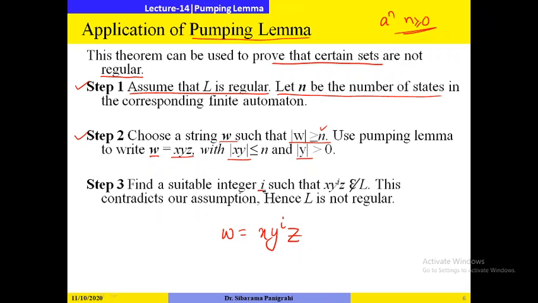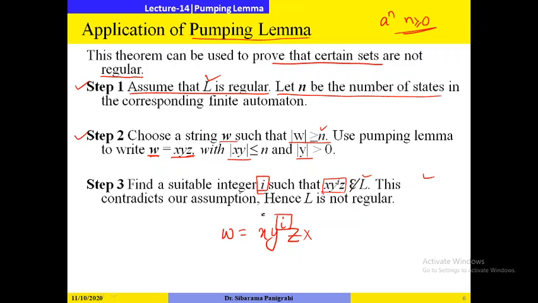Then we will choose a suitable integer i such that x, y to the power i, z does not belong to the language L. Then what will we say? That it means this language is not a regular language. So first we will assume that this is a regular language. Then we will split the string into x, y, z. Then we will choose a suitable i such that we represent w equal to x y to the power i z. Then we will choose a string such that it will not be generated by x y to the power i z. Then we will say that that is not a regular language.